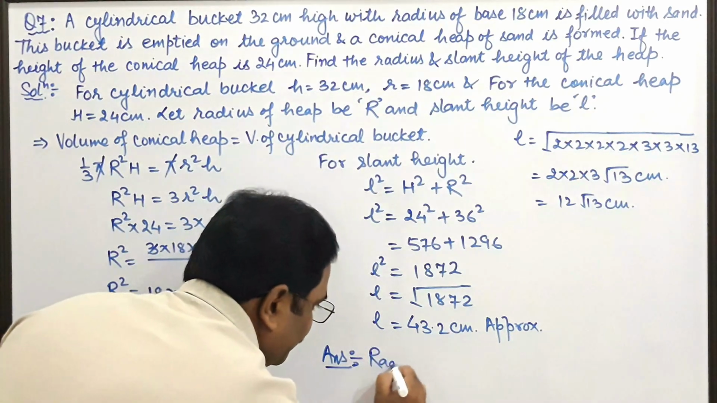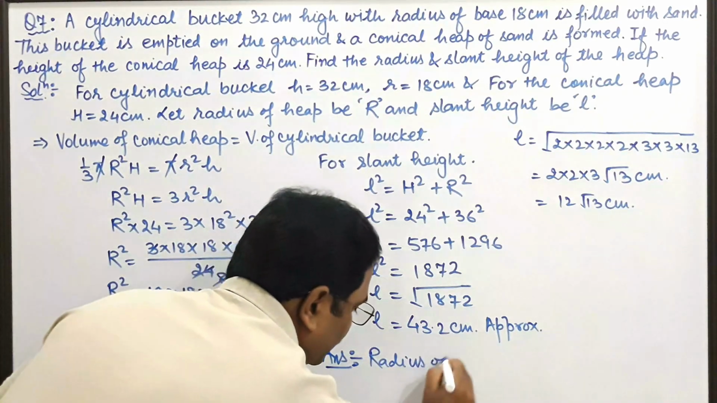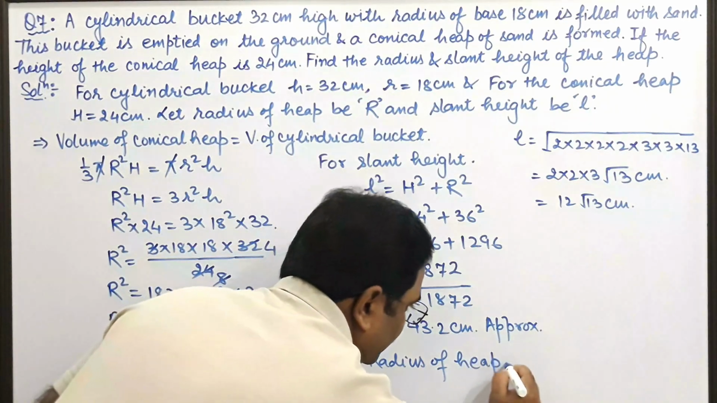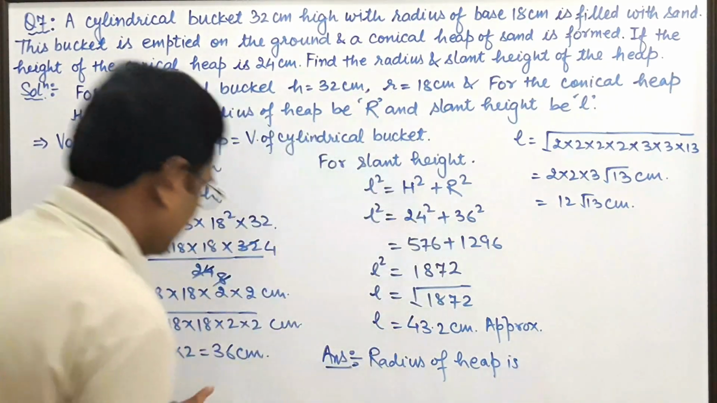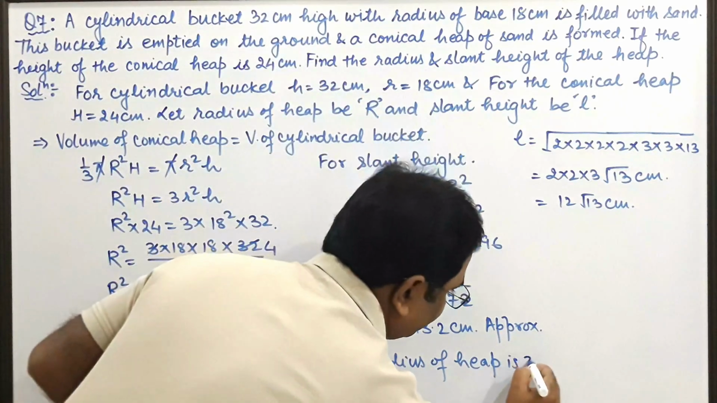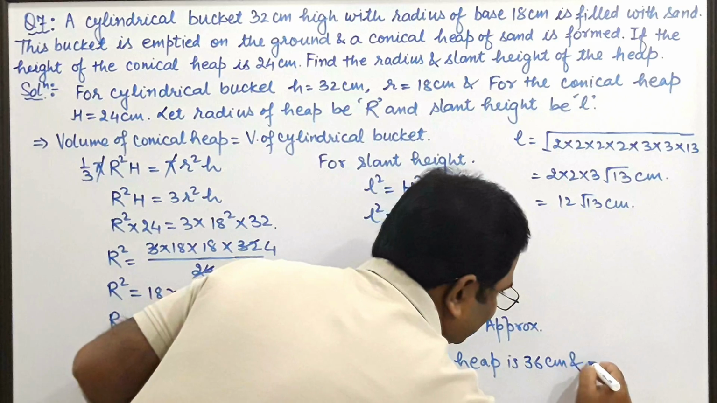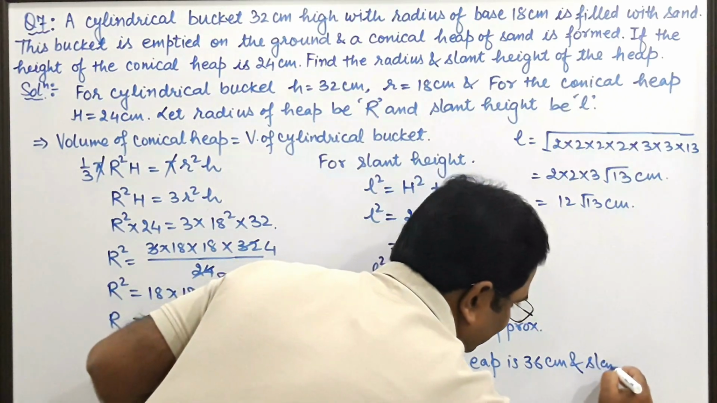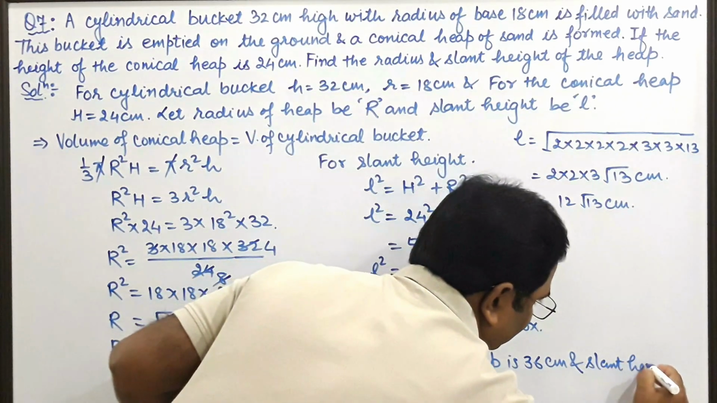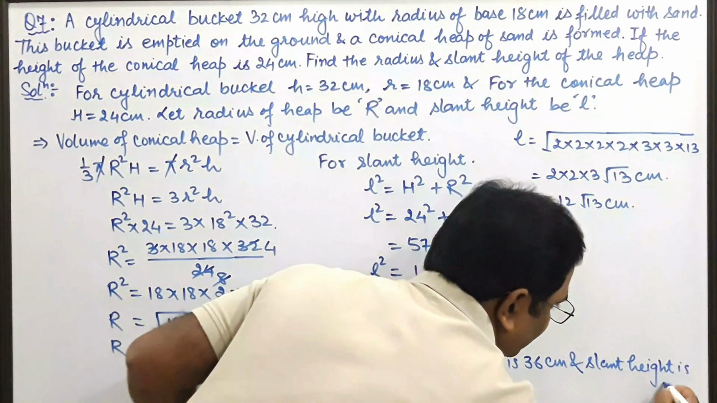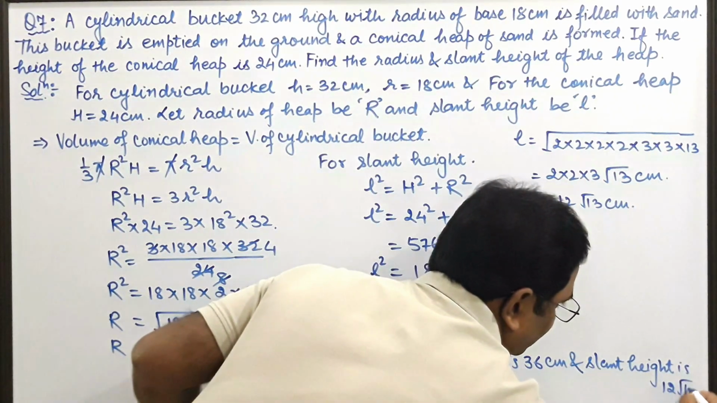Radius of heap is 36 centimeter and slant height is 12 root 13 centimeter.